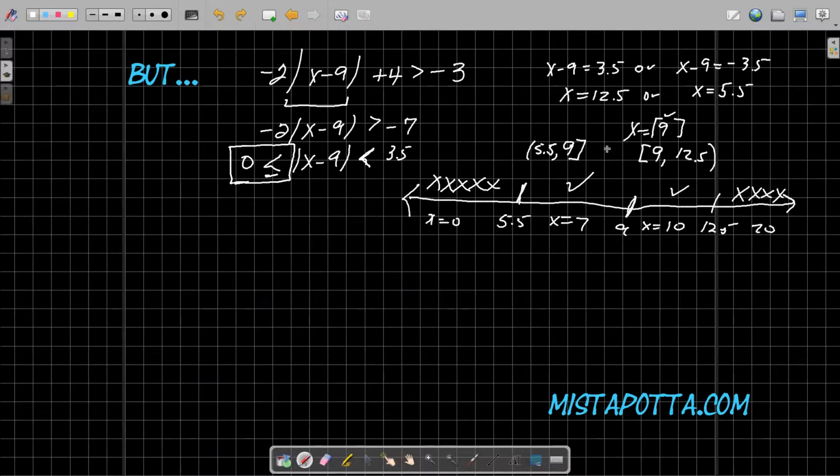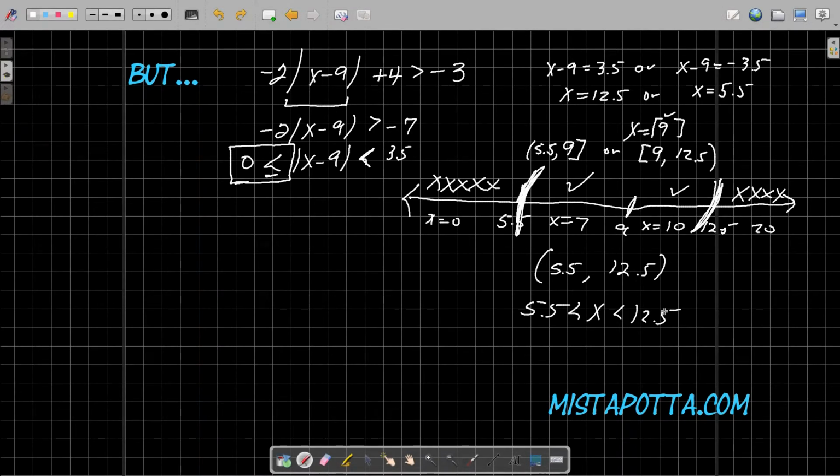So I've got this or this, but in reality, because 9 is a shared endpoint, I really can kind of smush it together and say it starts here and ends here. And of course, I've got parentheses on there. I could say that x has to lie strictly between 5.5 and 12.5.